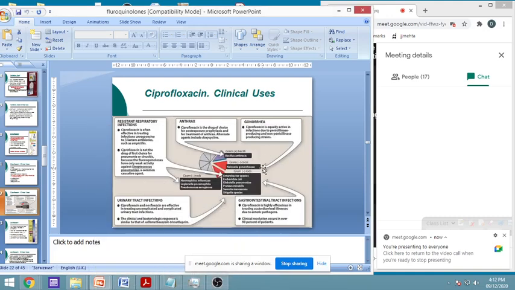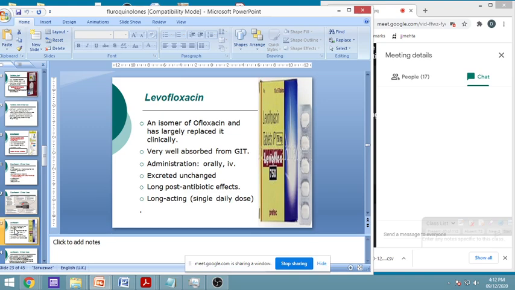So we have seen in various conditions where it is used, and it is useful in many resistance conditions that we have seen earlier. Then next is levofloxacin. It is an isomer of ofloxacin and largely replaces it. It is well absorbed from the GIT, administered orally or intravenously, and excreted unchanged. It has a long post-antibiotic effect.